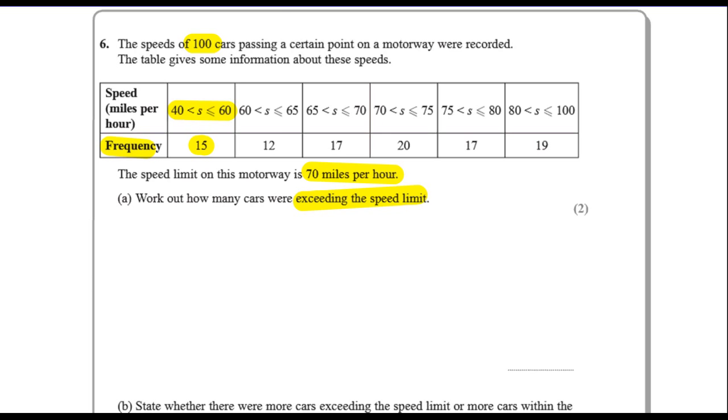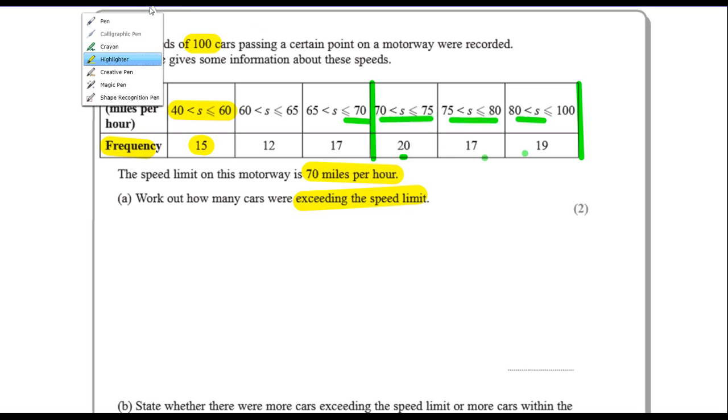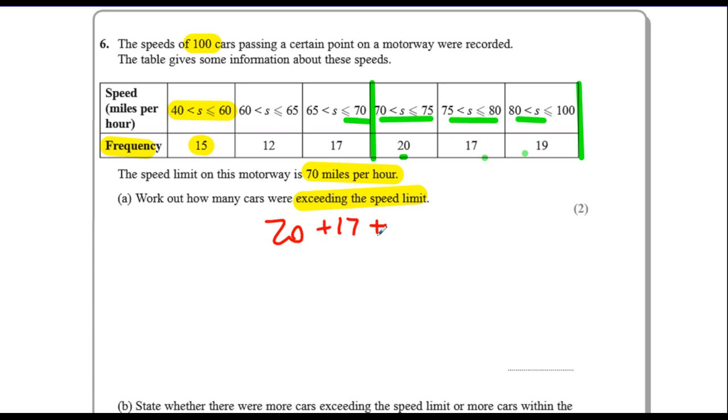So we want to know how many cars went faster than they should have done, faster than 70 miles an hour. If they're in this category, they could be going 70 or less than 70, so we'll let those guys off. But anything past this line, they're going too fast here, too fast, too fast. So it's all these people. So it's going to be 20 plus 17 plus 19, which is going to give you 56. Okay, so 56 people breaking the speed limit.